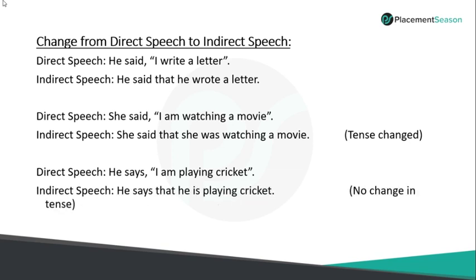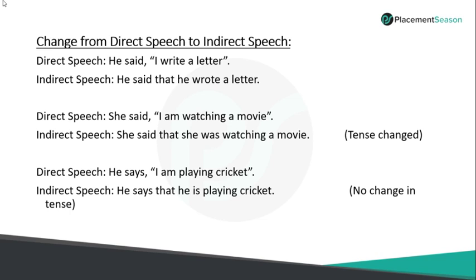See, in the second sentence, I am watching a movie, the tense is changed because it is she said. The reporting verb is actually in past tense. So here it is changed. She said that she was watching a movie. So am is in present tense, it is changed into was.